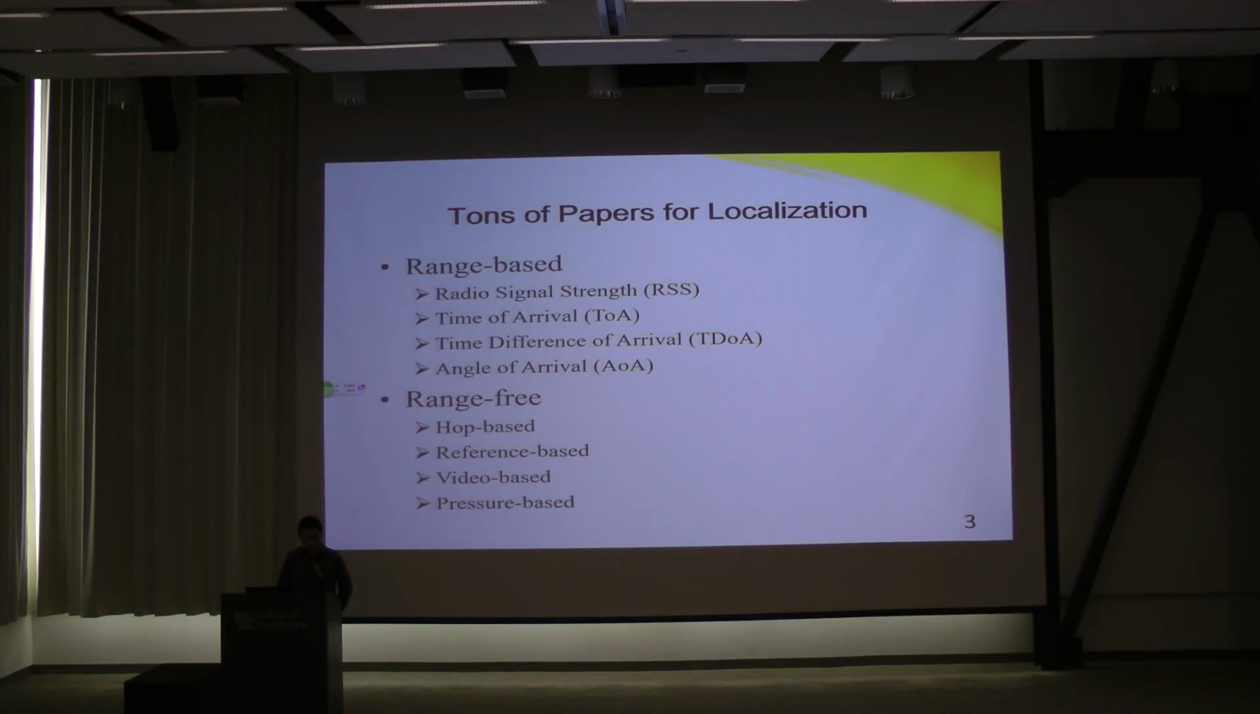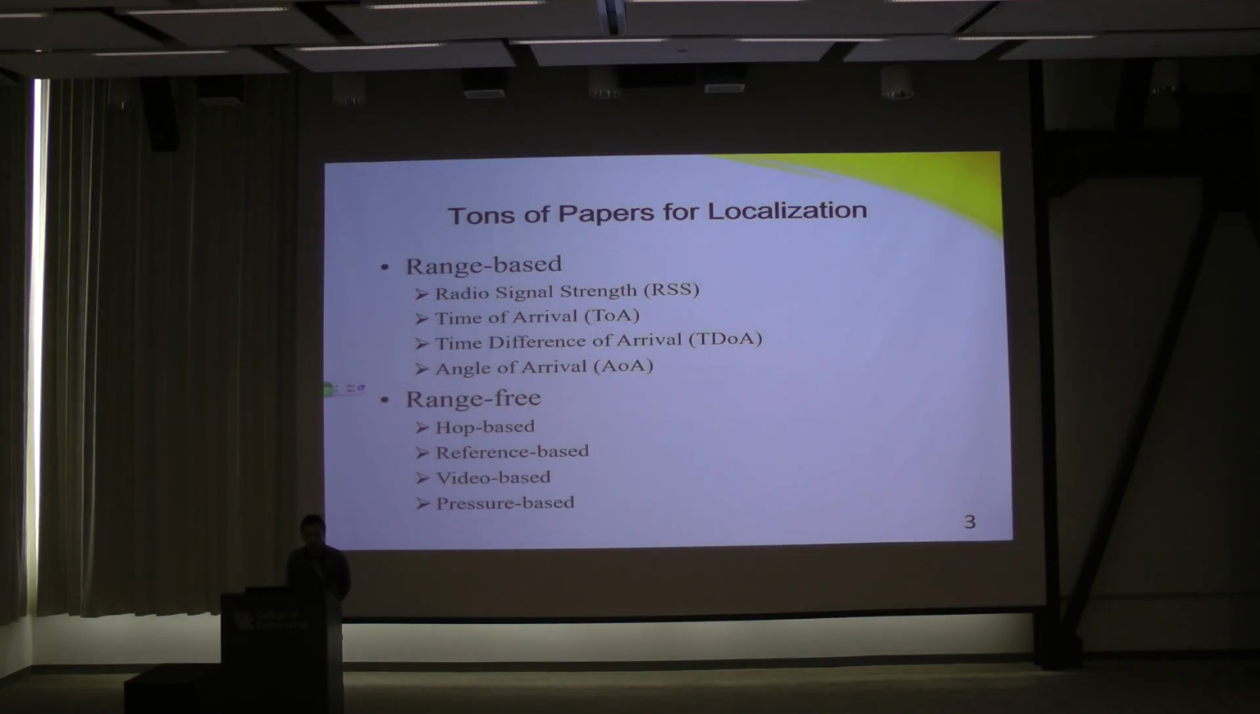Indoor localization is well studied, and it can be roughly classified into 2 methods. The first one is range-based. The second one is range-free. The range-based methods include RSS-based. RSS is radio signal strength, and it can be used on Wi-Fi, and we do not need to add any special hardware. And the second one is the time difference of arrival, TDOA.